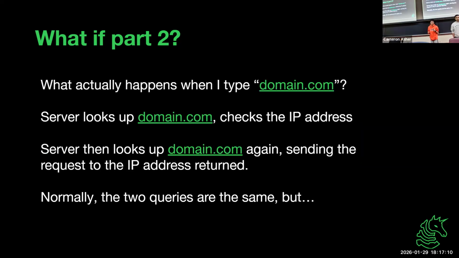So if you think about what happens when I type domain.com, the server first looks up domain.com and then checks the IP address. Maybe it points to something on the open internet, so it's like, fine, I'll do it. But then the second time it looks it up again and sends the request to the IP address returned, which doesn't have to be the same IP address. Normally these are the same because it's cached, stored in your computer's cache, or maybe in your local resolver's cache. Along the way, they're the same.